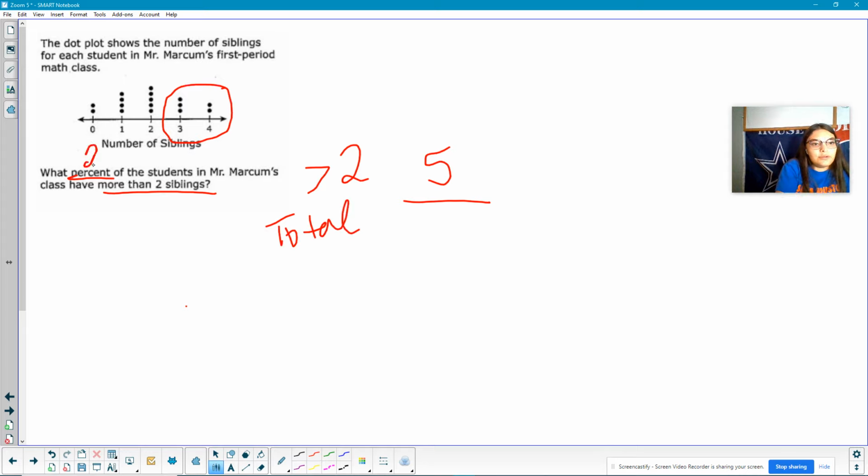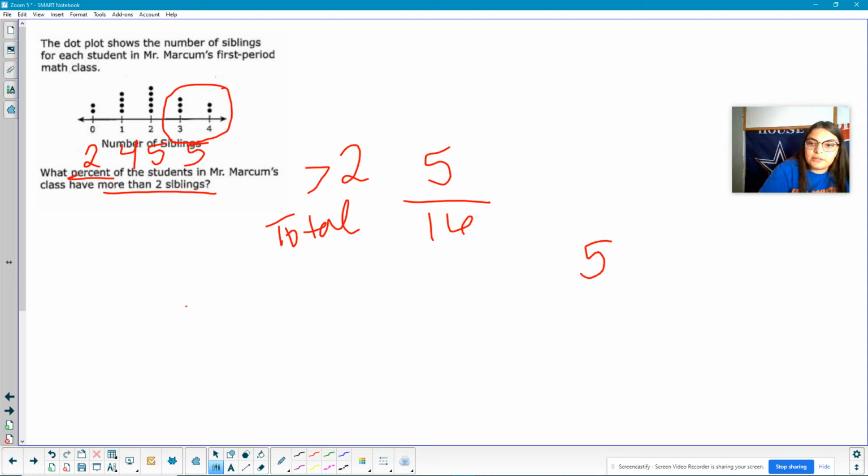So we have 2, 1, 2, 3, 4, 1, 2, 3, 4, 5, and I know those 2 are 5. So we have 10, 11, 12, 16. And we want to know what percent that is.